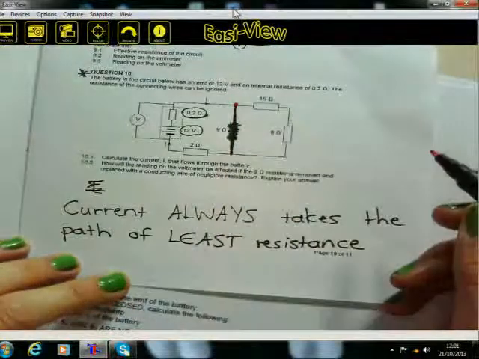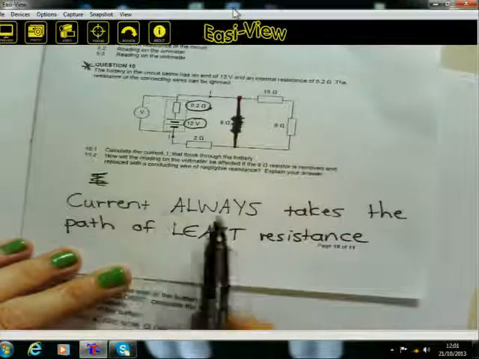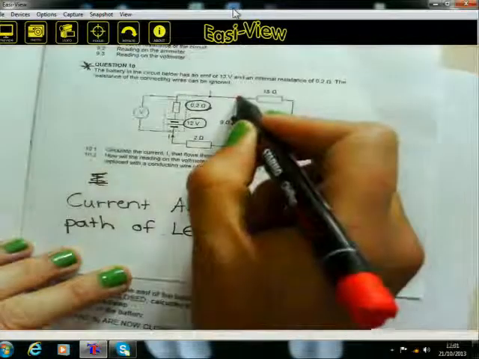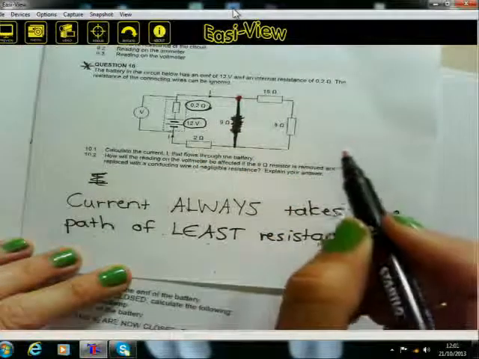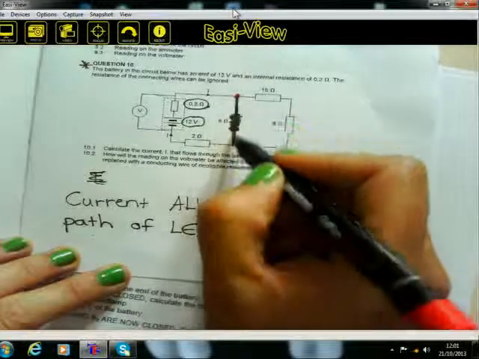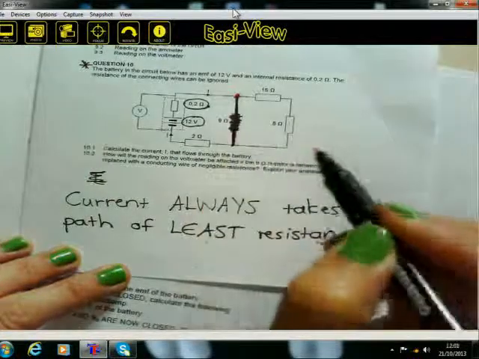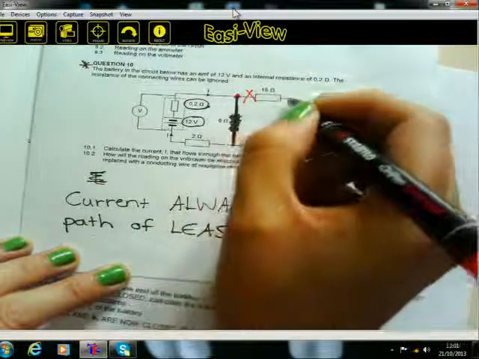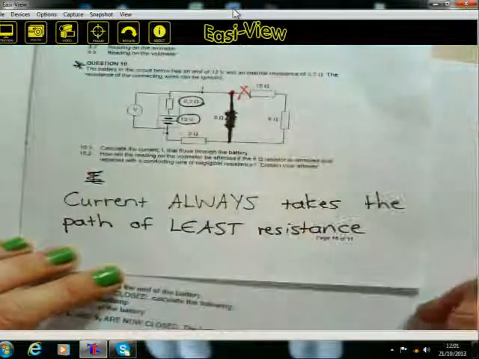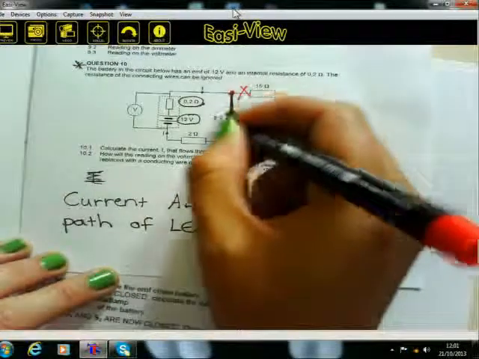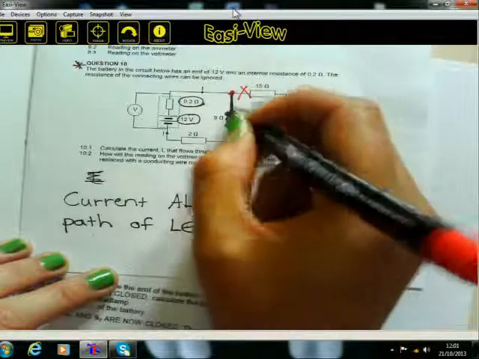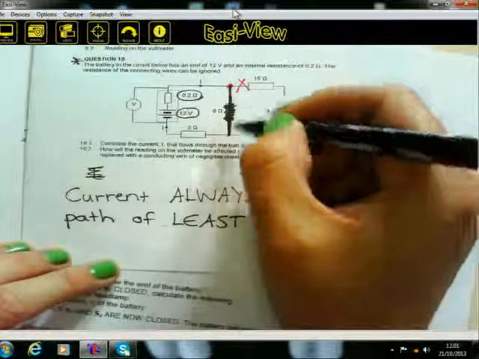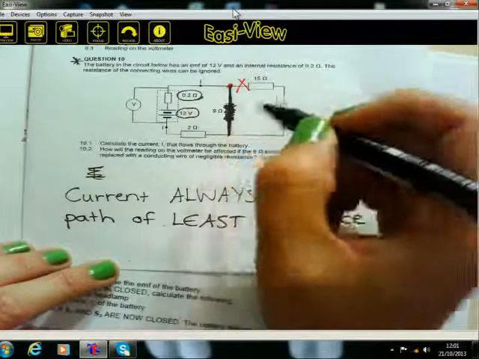Explain each answer. Then you start at the top. R will decrease. Current will increase. V lost will increase. Therefore, V external will decrease. And you get your full marks.